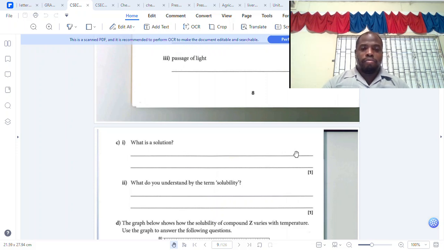Now in chemistry, if you want to get a little bit deeper, there are two things that make up the solution when you're dealing with a liquid. The solvent, and that's the substance that is doing the dissolving, and you know the common term, water is the universal solvent. We also have the solute, and the solute is a substance that is being dissolved.